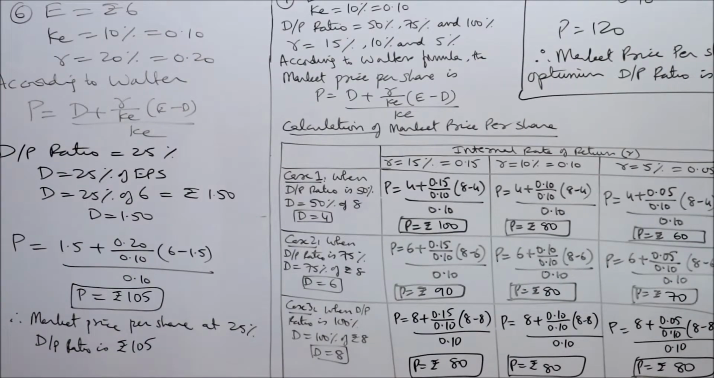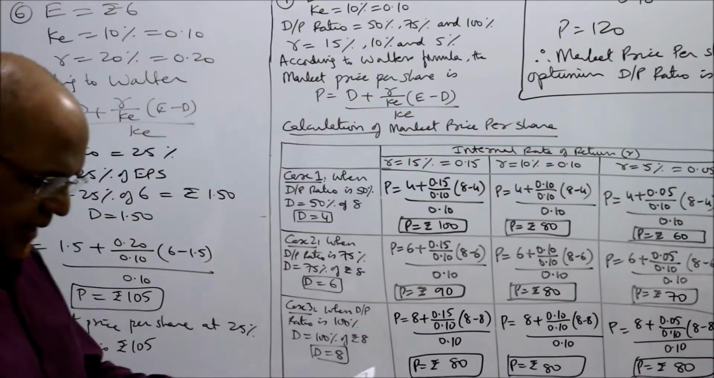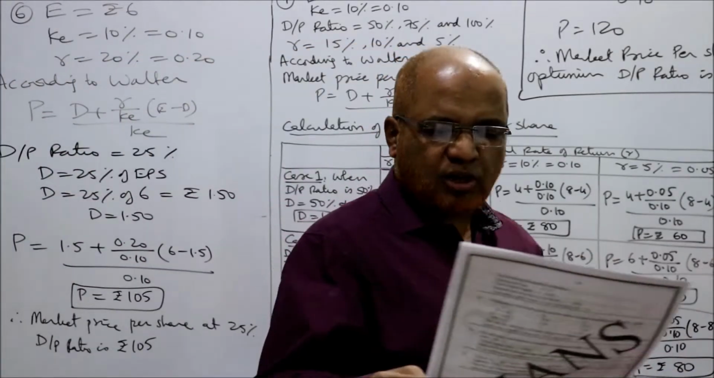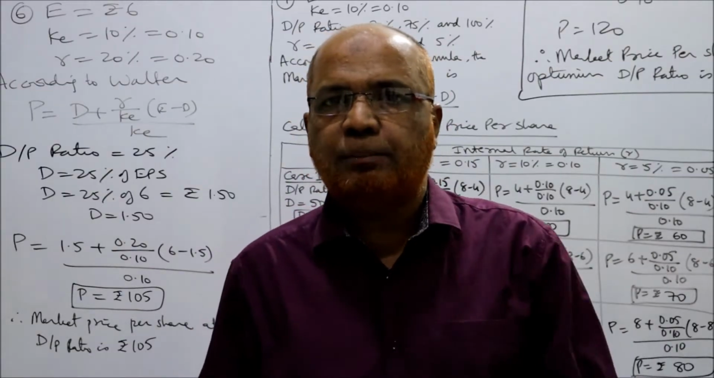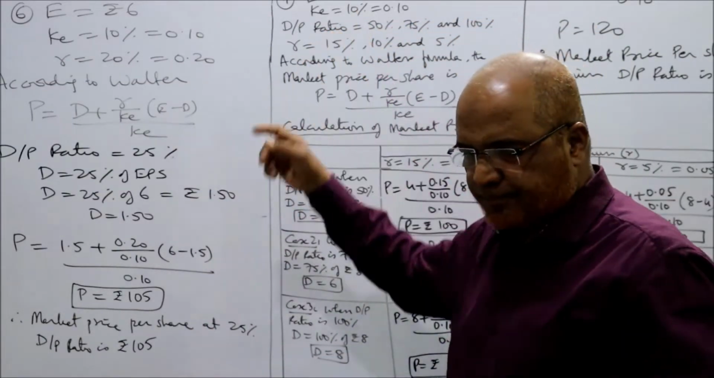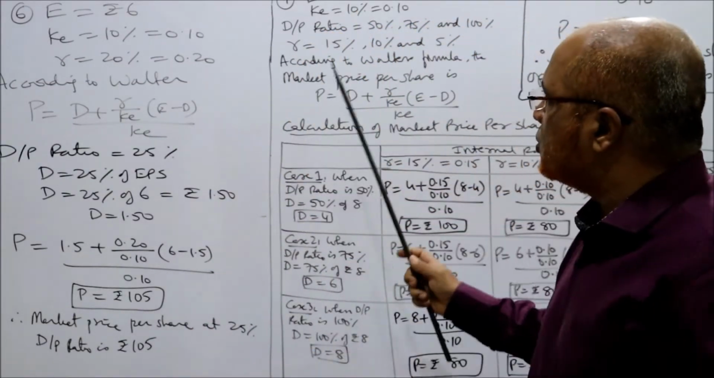You can make a copy of this 6th problem. Take a pause and then copy it down. Next, 7. The earnings per share of a company is 8 rupees. So EPS is 8 rupees. Here you can see the solution.